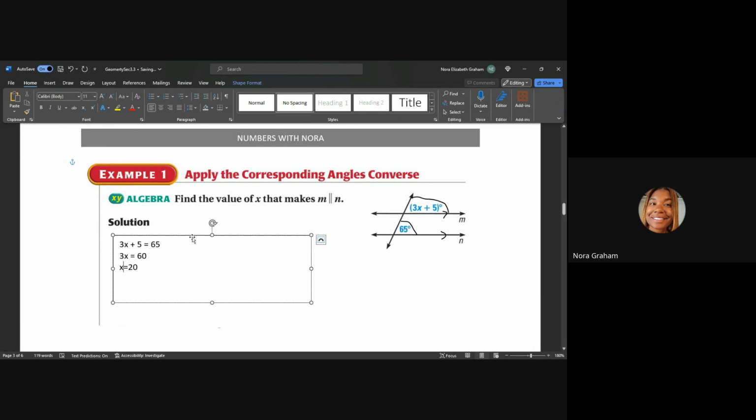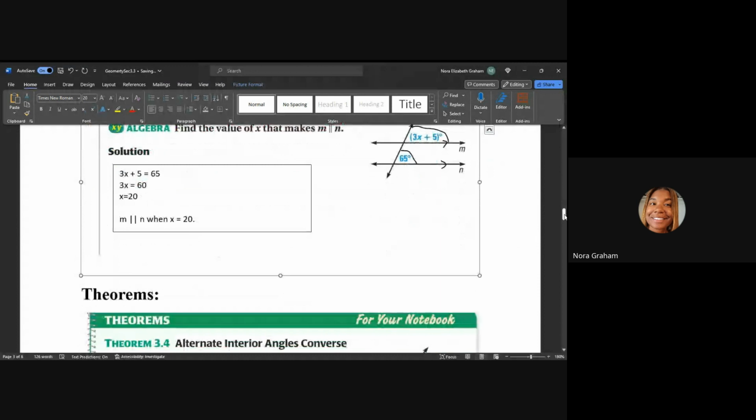So that means that these two lines are parallel. m is parallel to n when x equals 20. Right? So that's their example of using that postulate with example 1.